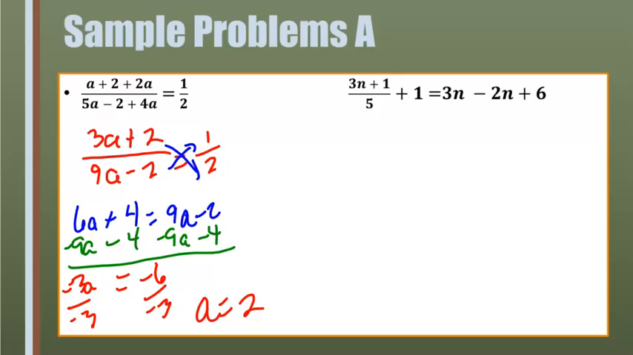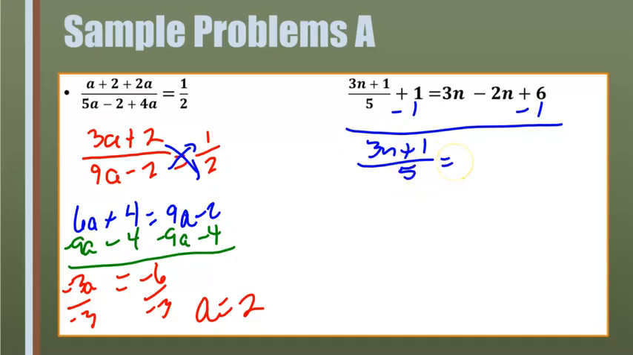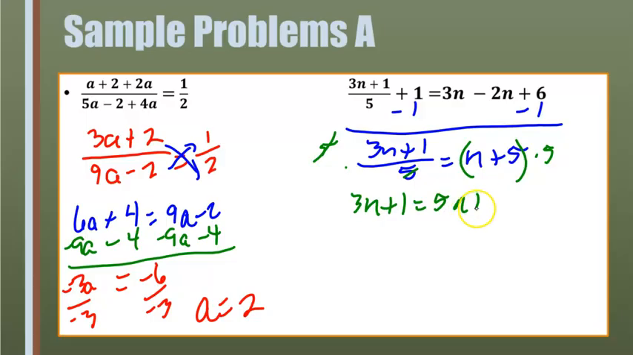Next, here I want to subtract 1 on both sides. And when I do that, I now have 3n plus 1 over 5 equaling 3n minus 1n, or 2n, is 1n plus 5. Now I want to get rid of the denominator on the left side, so I'm going to multiply by 5 on both sides. But now I'm multiplying this whole expression by 5. So that's going to give us 3n plus 1 equaling 5n plus 25.